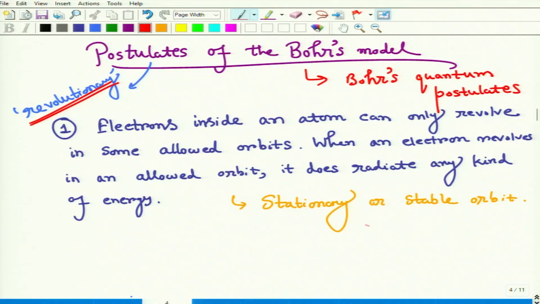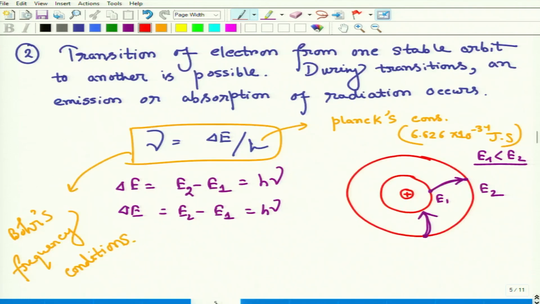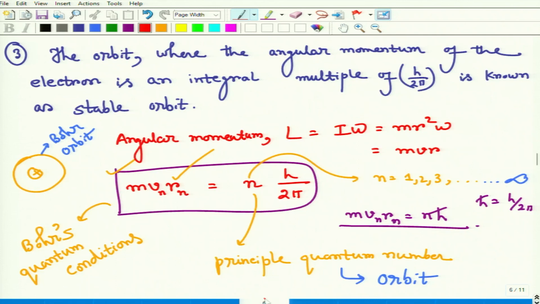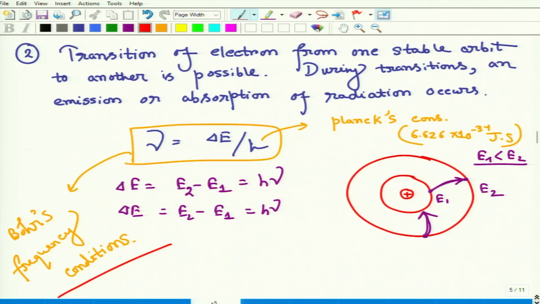Okay, so these are the postulates. The first postulate is all about the stable or stationary orbit. Then we discussed Bohr's frequency condition, and from here we can directly understand that as there are some specific orbits, there must be some specific transitions between these orbits, otherwise there will be no scope of exchanging energy. Radiation will be exchanged only when a transition occurs. That may be excitation or de-excitation, but otherwise there will be no exchange of energy.